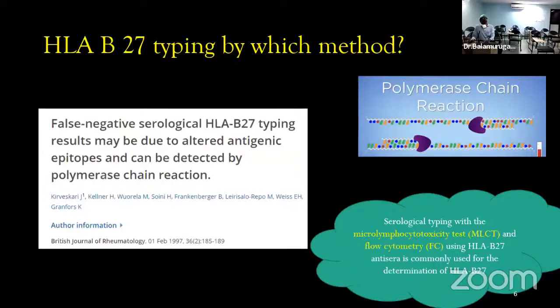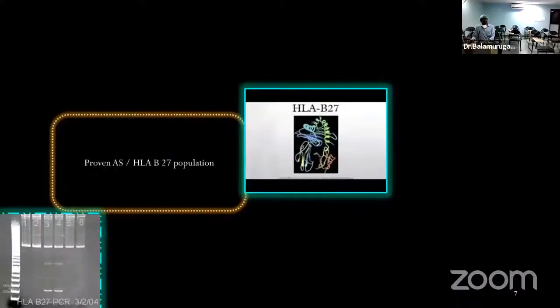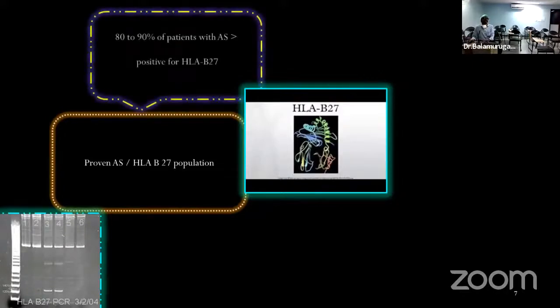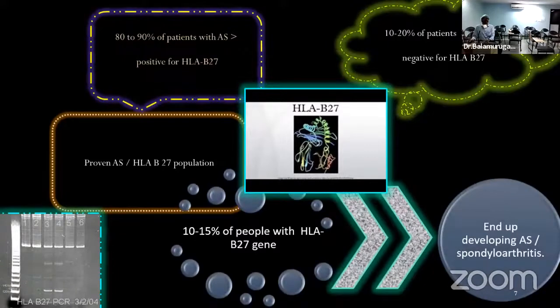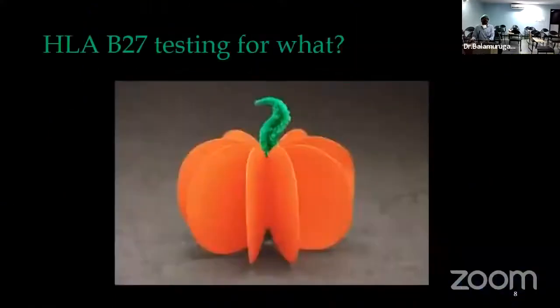How do you type the HLA B27? There are different methods. PCR can eliminate the false results coming from flow cytometry and MLCT tests. So we need to pay attention to this basic elementary fact. In a proven ankylosing spondylitis population, 80 to 90% of patients will be positive for HLA B27. That means 10 to 20% will test negative. Only 10 to 15% of people with the HLA B27 gene end up developing ankylosing spondylitis.